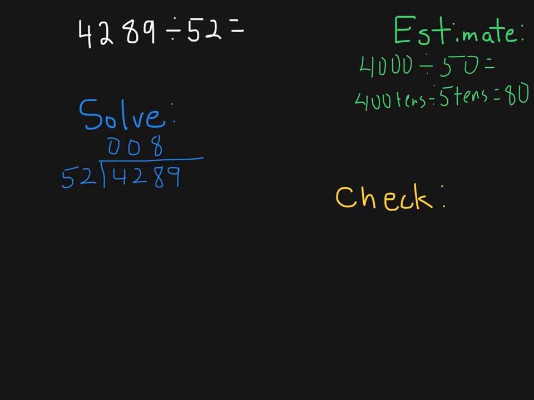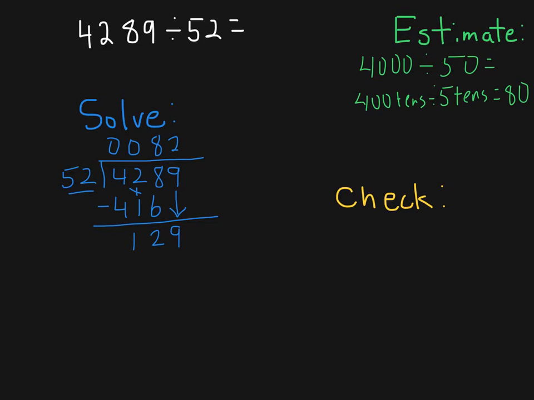8 times 2 is 16, and 8 times 5 is 40, plus that 1 will be 41, so for a total of 416 tens. And when I subtract, I have a remainder of 12, which is fine because it's still smaller than my divisor, 52. Now I'll bring down that 9 in the ones place. So I have 129. And it looks like 52 will go into 129 two times, because 2 times 50 is 100.